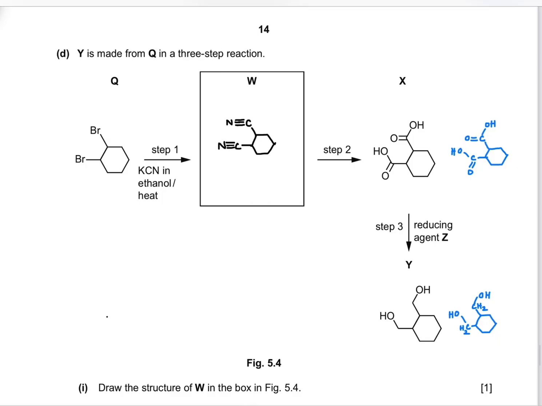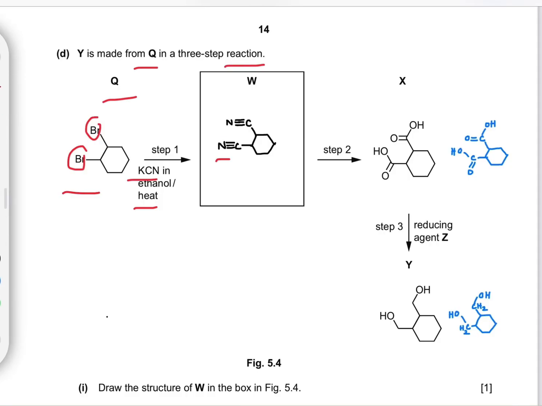Part D. Y is made from Q in a three-step reaction. Q is the 1,2-dibromocyclohexane. In step 1, it is reacting with potassium cyanide in ethanol in presence of heat. So with potassium cyanide in ethanol, it will undergo substitution reaction, and these two bromine will substitute by 2-cyanide functional group here and will give the product W. In step 2, we are getting 2-carboxylic functional group here.